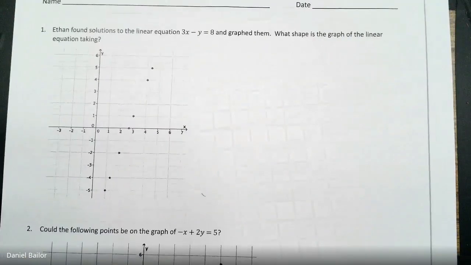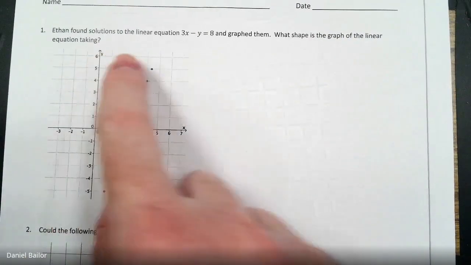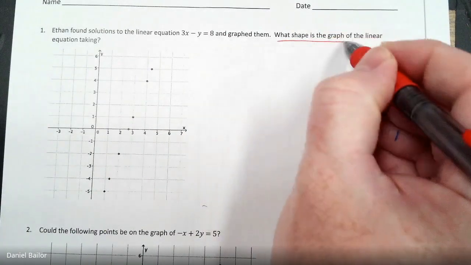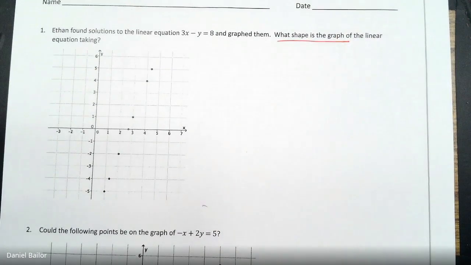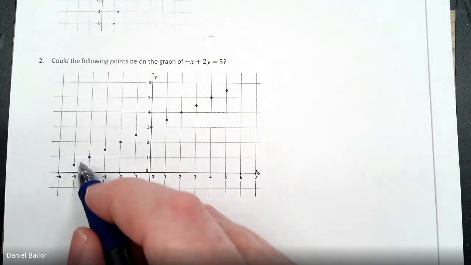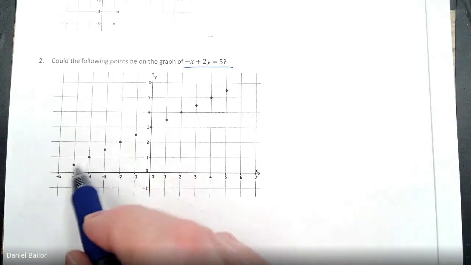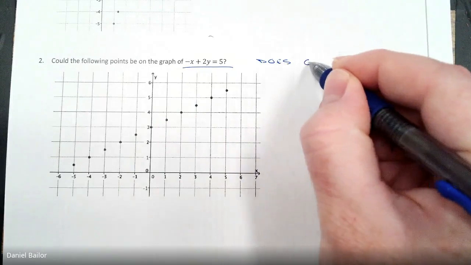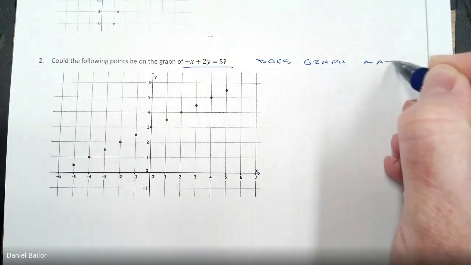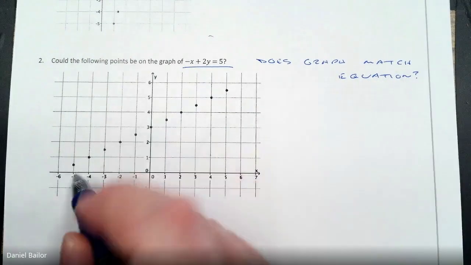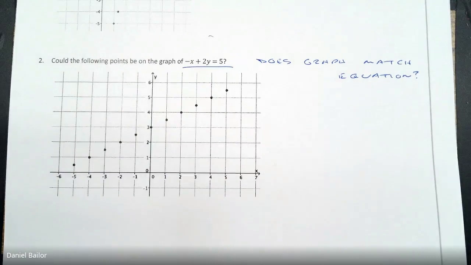Page 139 exit ticket has 2 questions. It talks about Ethan finding solutions and graphing them. It's just asking you for this one, what shape is Ethan's graph? And then for number 2, it's asking again, does the graph match the equation? That's what it's asking. Did this person do it right, or did they make a mistake? You tell me. But that's your exit ticket today.